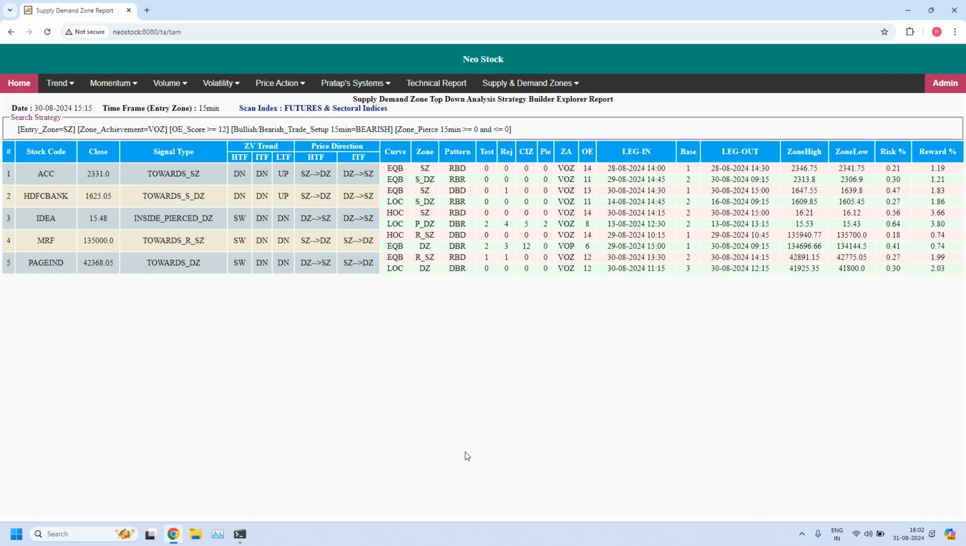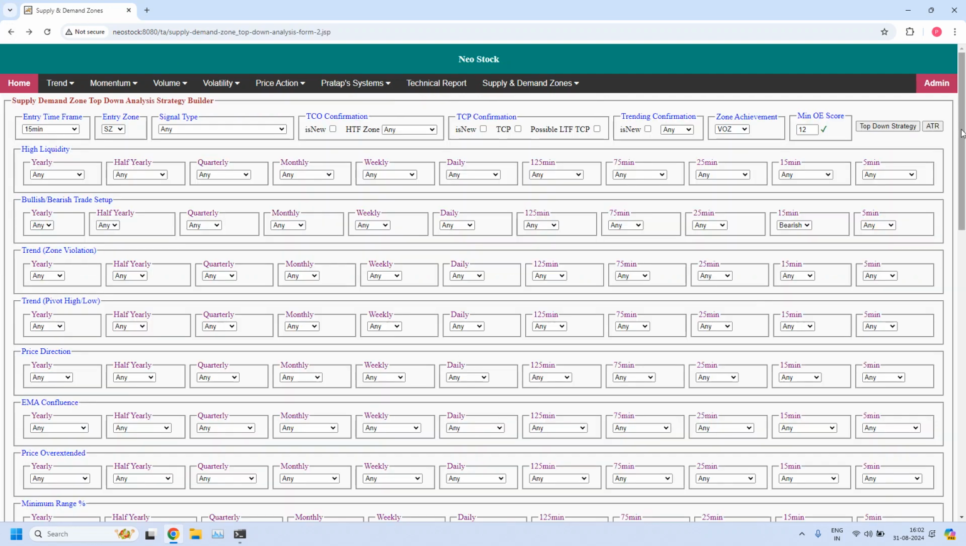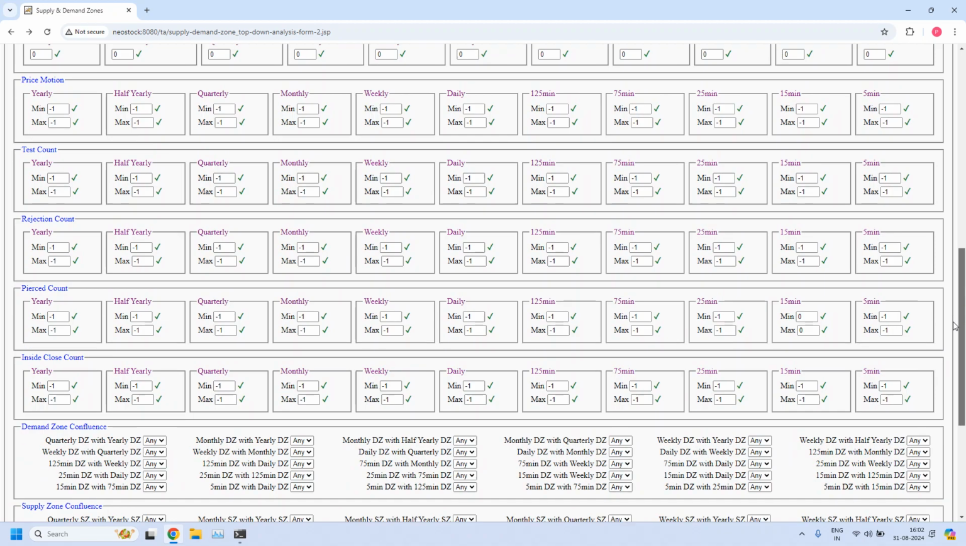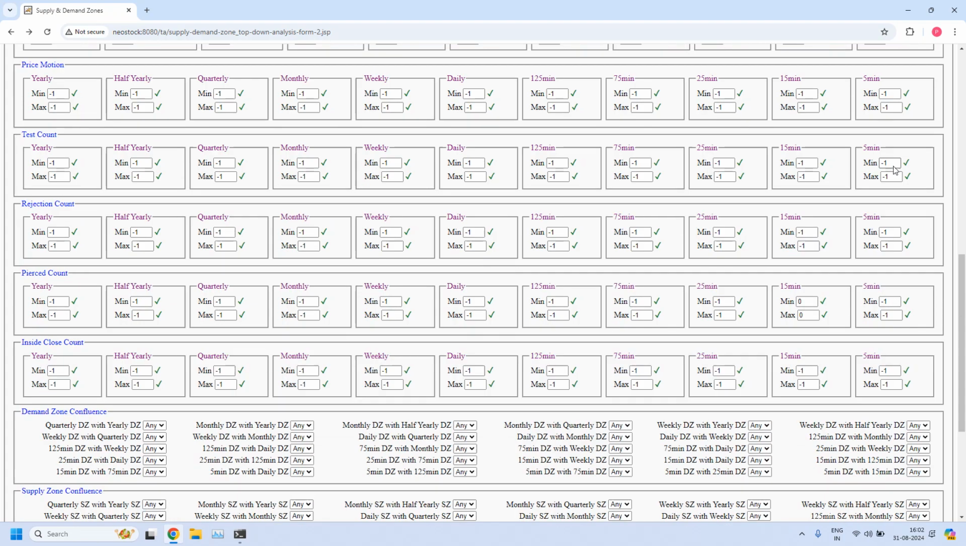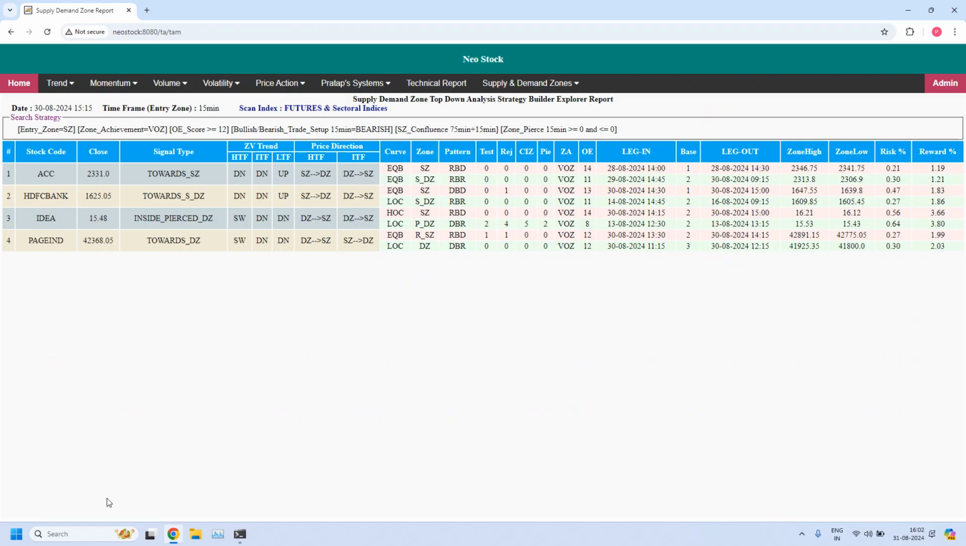Okay, out of these 5 supply zones, how many are having confluence with the ITF time frame? That is 15 minutes and 75 minutes zone confluence, supply zone confluence. So in the supply zone confluence, I am enabling 15 minute supply zone with 75 minute supply zone. Now with this filter, let's check. Now 4 stocks are supporting bearish trade setup for daily income trade, and also the 15 minute zone and 75 minute zone are having confluence with each other. That means they've overlapped.